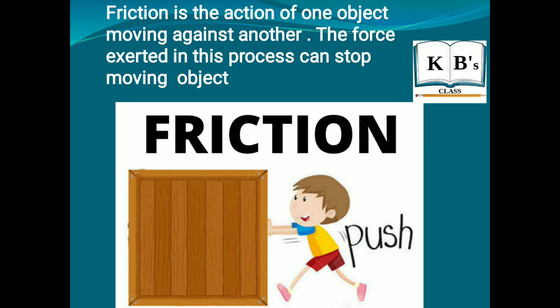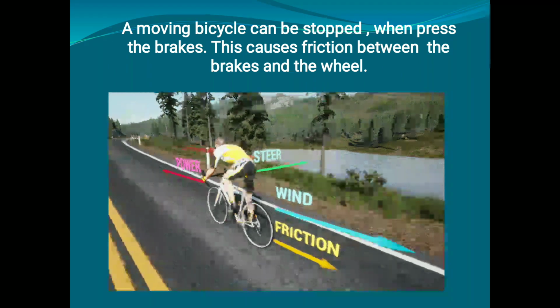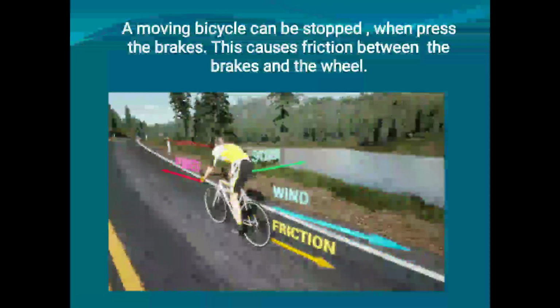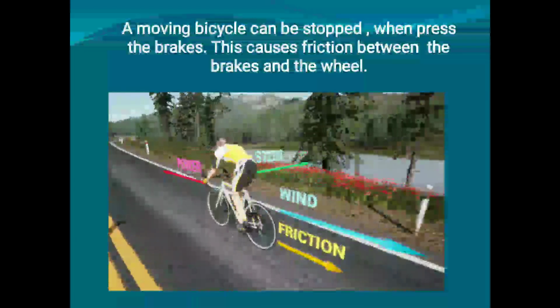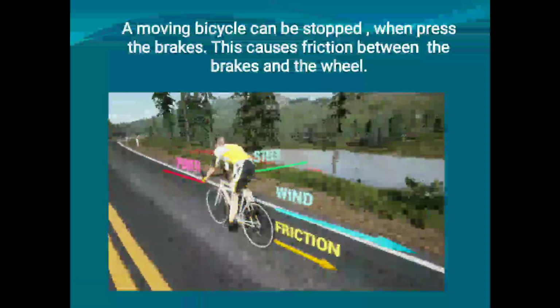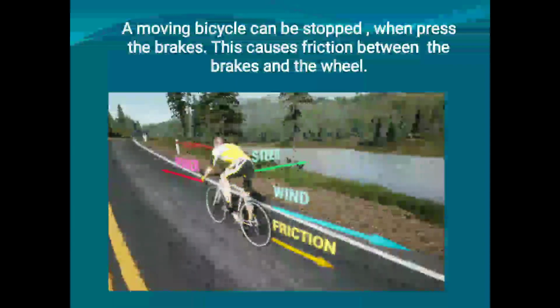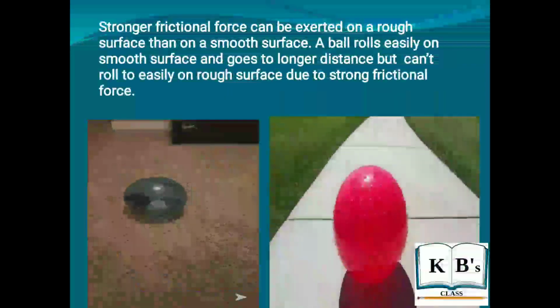The next force is frictional force. Friction is the action of one object moving against another. The force exerted in this process can stop a moving object. A moving bicycle can be stopped when we press the brakes. This causes friction between the brakes and the wheels.